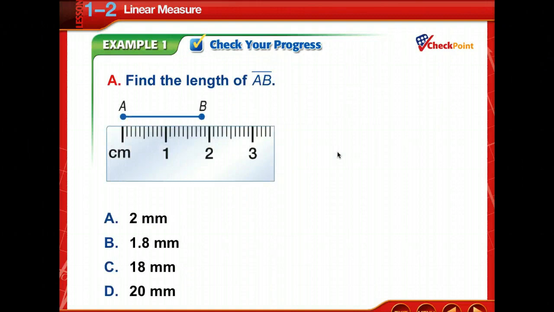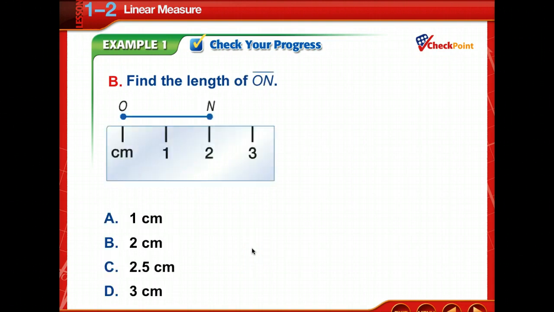Now it's time to check your progress. So pause the video and select your answer, then come back and check, see if you're correct. 18 millimeters. Okay, did you count these off? How many of these are in between? That's the first place. Okay, find the length of segment ON. We've got centimeters now. So about 2 centimeters.